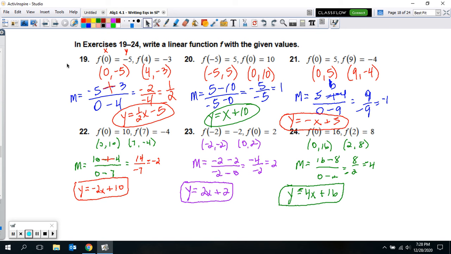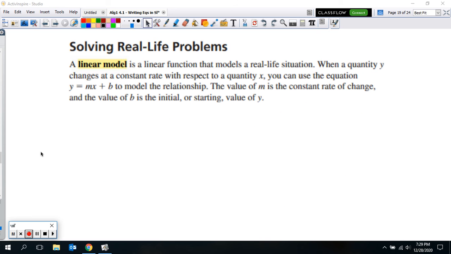Alright, so we do have just one more to look at. That's number 25 on the very bottom of 100. So let's go and just take a look at that, and we'll be done. Now before we look at our last one, number 25, let's read through this. A linear model. This is one of the vocabularies. I believe it's probably back there on an earlier page. You don't need to write this down, but let's go and read through this.